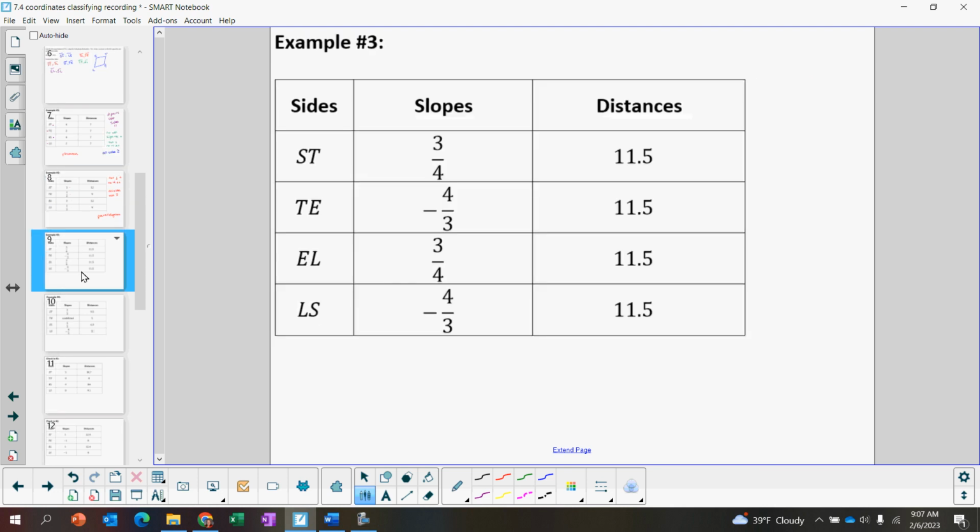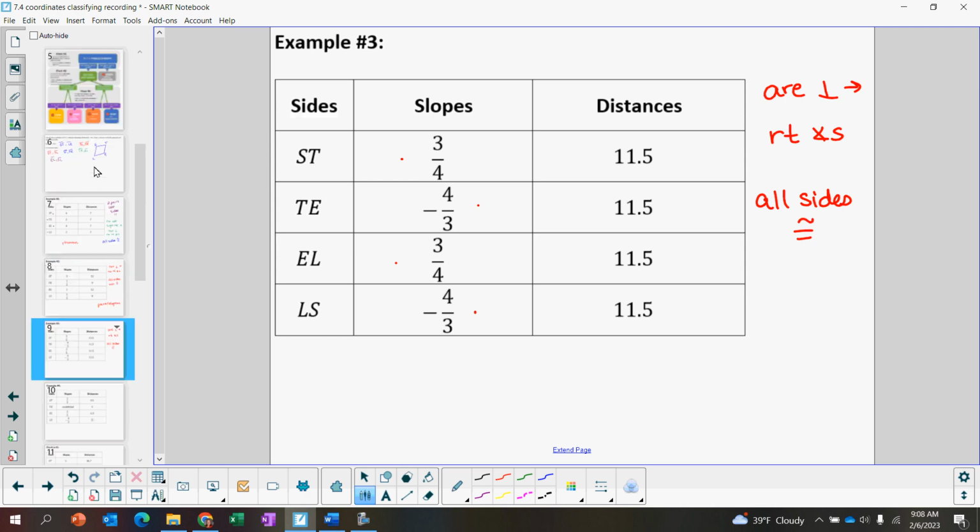All right, example 3. 3/4 and 3/4, -4/3, -4/3. So we're opposite parallel. Consecutive sides, 3/4 and -4/3. We are perpendicular, which means there are right angles. If I look at all my distances, 11.5, 11.5, 11.5, 11.5, all sides congruent.